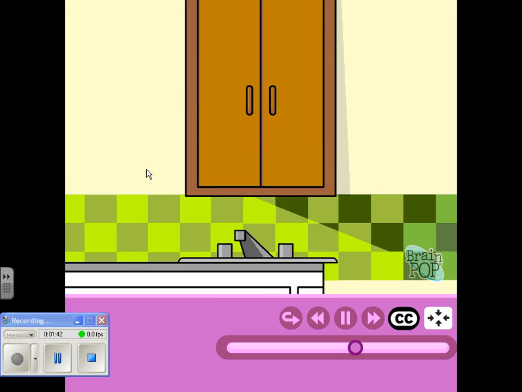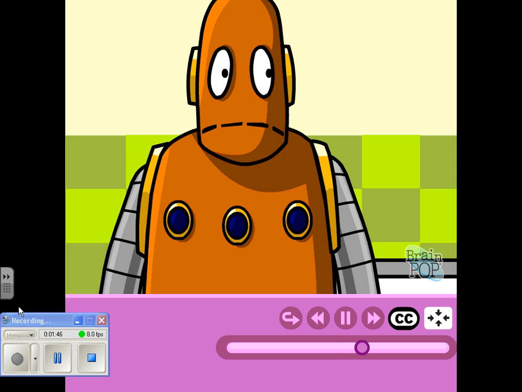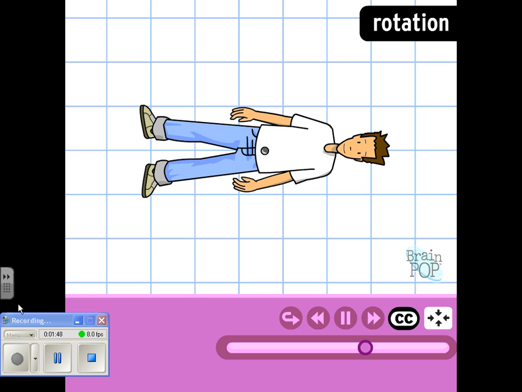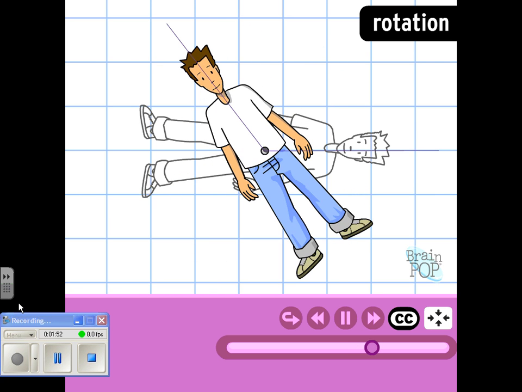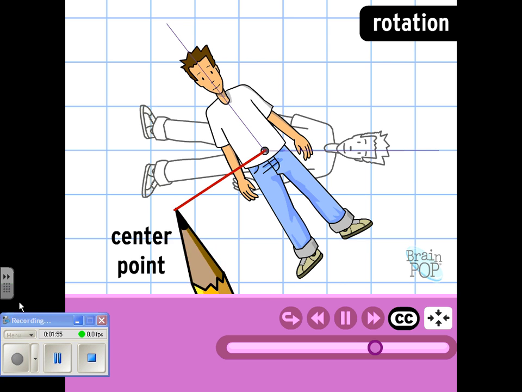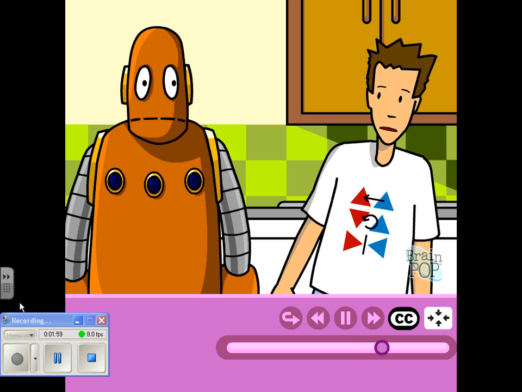Whoa, stop! Ugh, I think I'm going to be sick. Anyway, looks like I was right. You rotated me around a point in my belly. Any rotation can be described by its center point and its rotation angle. Maybe you can just rotate me a smidge just to get me right side up.